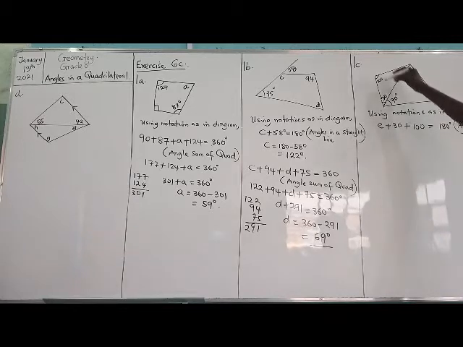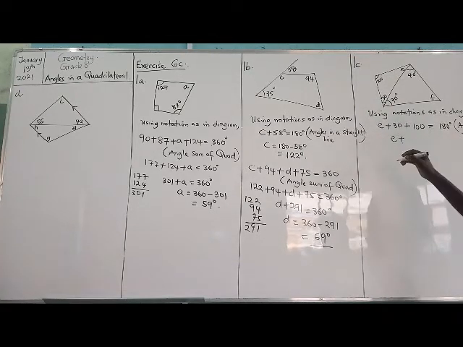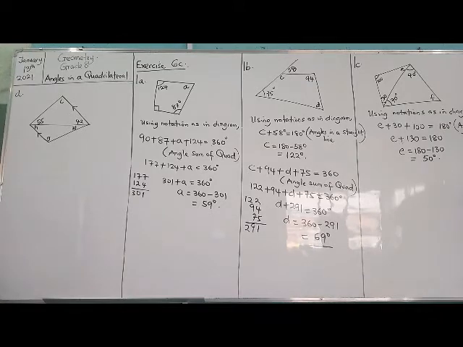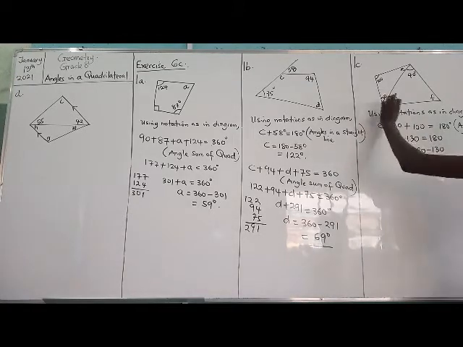Because this is a triangle. What I'm considering now is a triangle. Are you seeing that? So, angle sum of triangle. That would mean that E plus 130 degrees will be equal to 180. So E will be equal to 180 minus 130, and that invariably will give me 50 degrees. So I've gotten that.